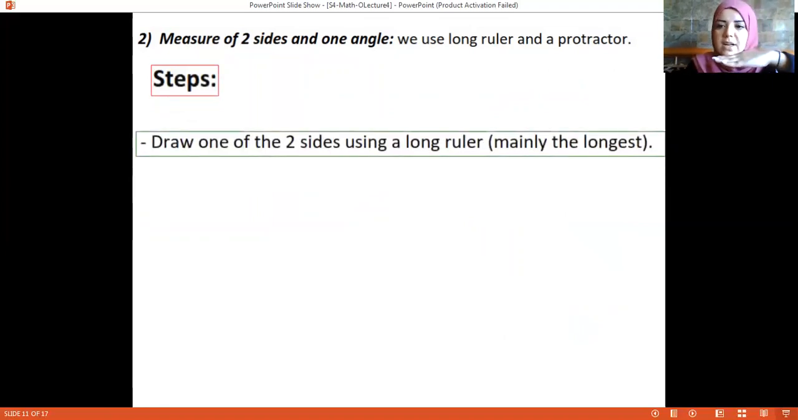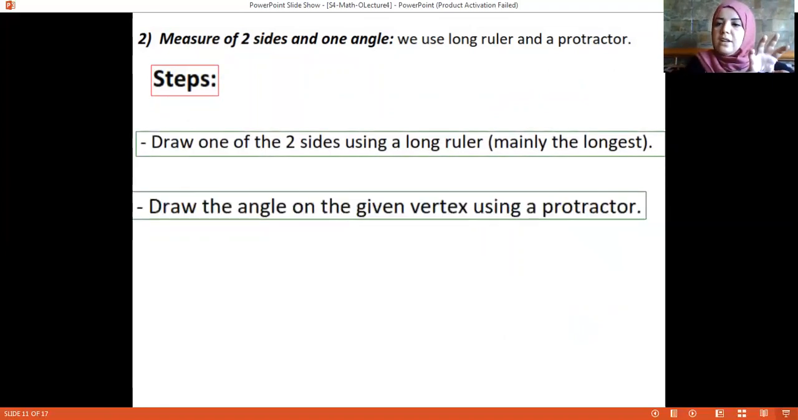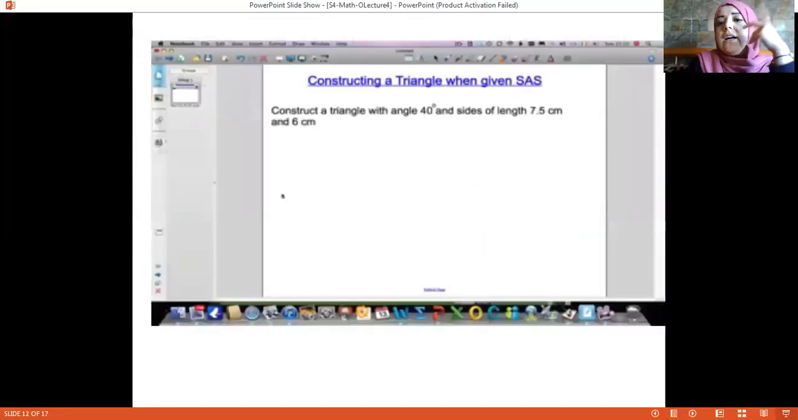You draw one of the sides. You put the protractor on the end point. You draw, for example, 40 degrees, 30 degrees, and then you measure this line as much as I gave you. And then let us watch this video together also about the steps of constructing. So pay attention.